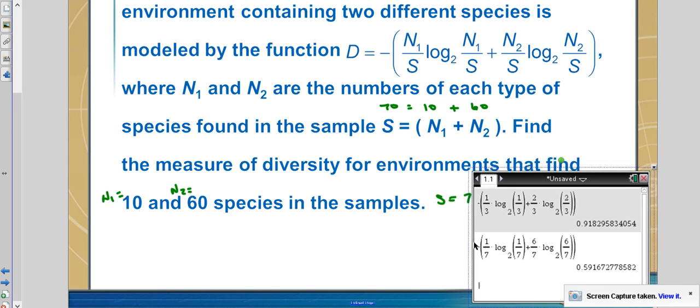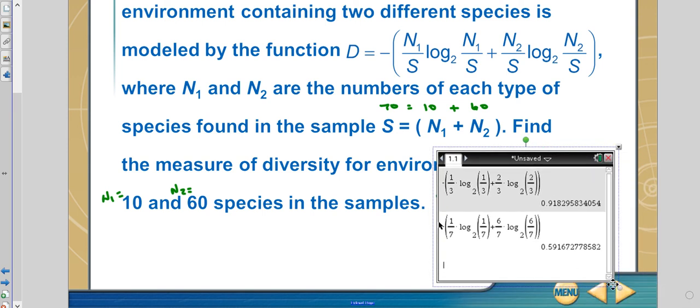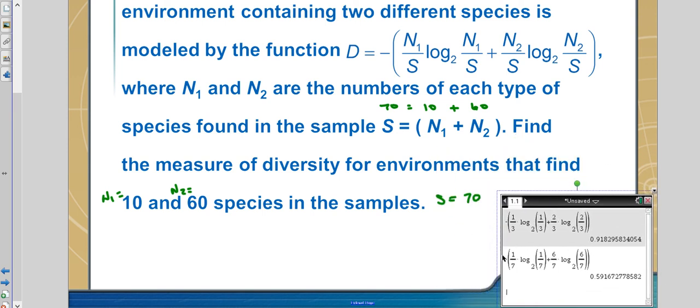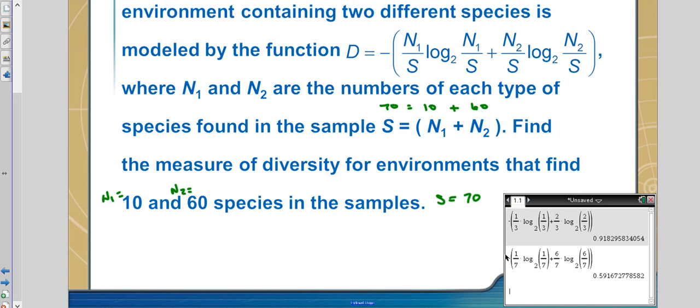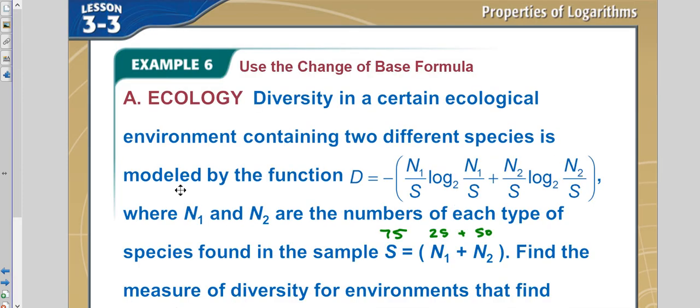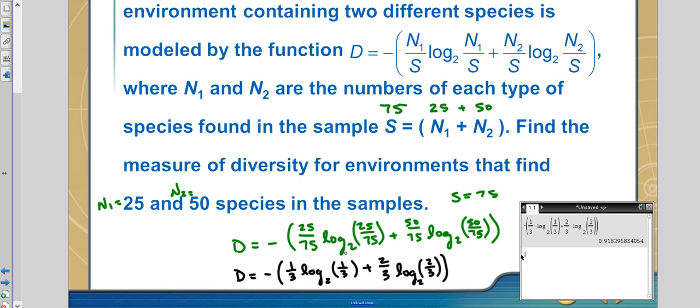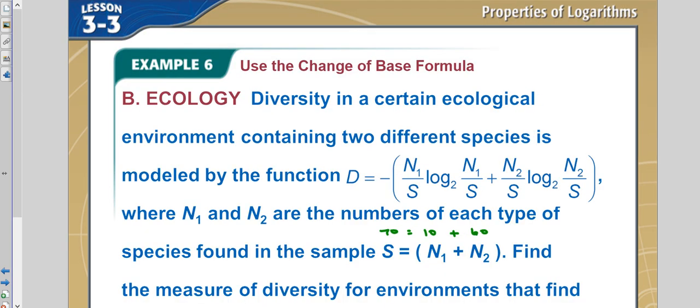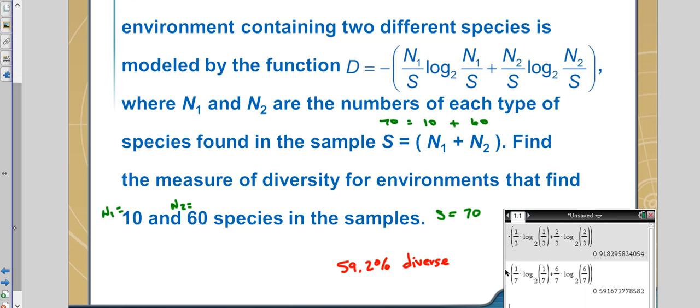So if that's the way we wanted to find it as a percentage, we would say it's much less diverse. So you could say, I'll just do it, 59.2% diverse, whereas this one, we would say the diversity is equal to 91.8% diverse. All right, so that's the difference there when we look at those two.